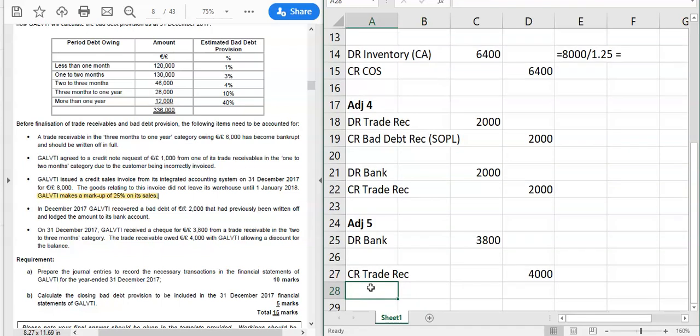Now they've paid less than what they owed, but the difference is a discount on the balance. So the difference there is 200 on the debit side, and we know for customers that's a discount allowed. So you would debit discount allowed, which is an expense. So you're saying you're extinguishing the amount of money you owed, 4,000. Of that you got paid 3.8 and you allowed a discount of 200.